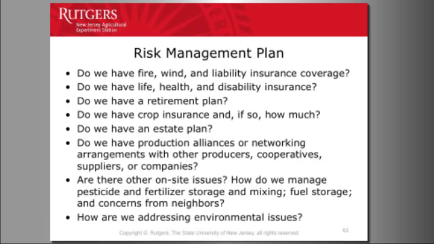We mentioned risk management before. We can go into details, but look at all the different insurances. Do you have a retirement plan? Most farmers don't, because you know what? We love our jobs. We're going to live forever, and we're not going to retire. But if you have children that you want to pass it on to, it's important. Do you have crop insurance? Is it enough, or is it just cat coverage? Do you have an estate plan? Do you have production alliances, cooperatives, suppliers, and so forth? Are there any other site issues, such as pesticide storage? Do you have an underground tank that's going to cause you trouble with the government? Fuel storage, concerns from neighbors.